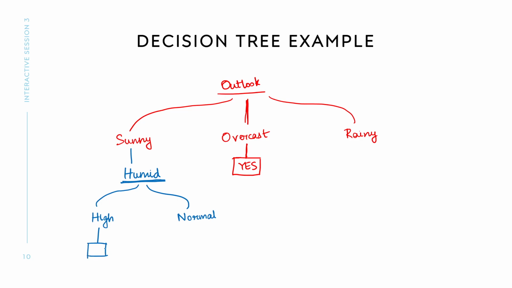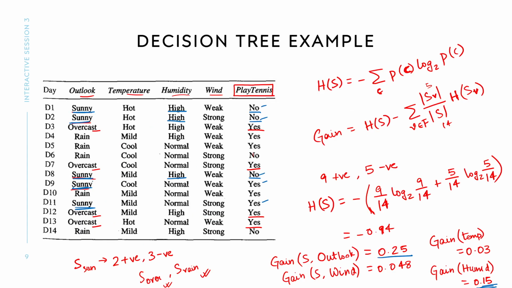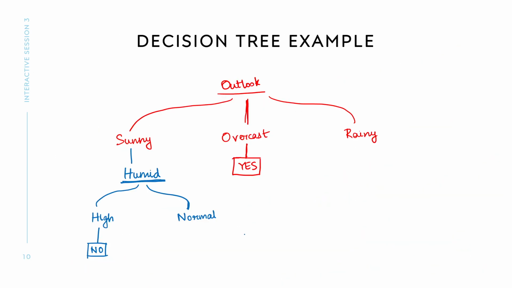Okay, and again for normal, you have to see sunny and normal, right? Sunny and normal, this is yes. Sunny and normal, this is also yes. So both of them have the answer as yes. So this will again become a leaf node with yes, right? So this classification is done on the sunny side.